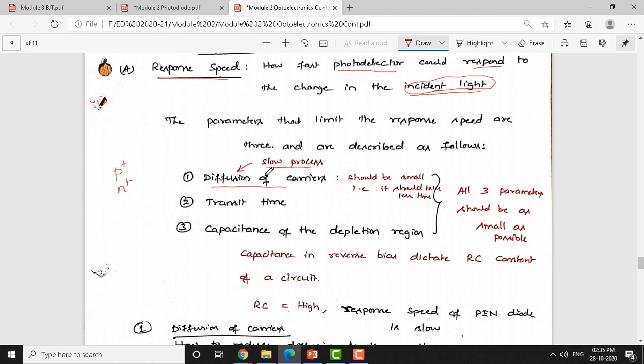So, now the diffusion process has to be speeded up. We will see the mechanisms to speed up this diffusion process. The second factor which is affecting this response speed is going to be the transit time. What do you mean by transit time?